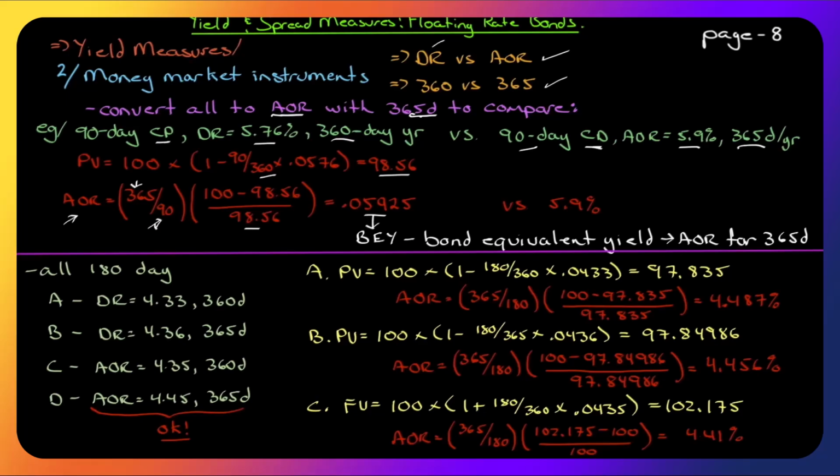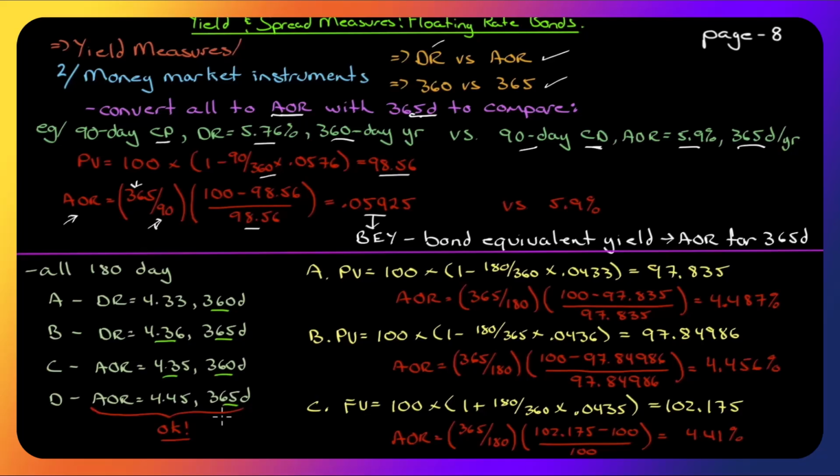Let's do a whole bunch of comparisons here. Let's assume these are all 180-day investments. We have 4 of them, A, B, C, D. A is quoted on a discount rate of 4.33% for 360 days. B has a discount rate of 4.36 for 365. Then we have 2 add-on rate securities. Here's an add-on rate of 4.35 for 360 days. Here's an add-on rate of 4.45 for 365.